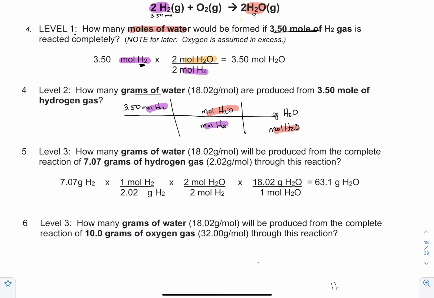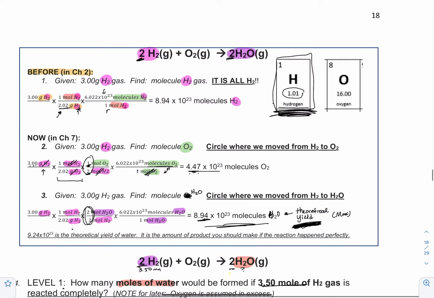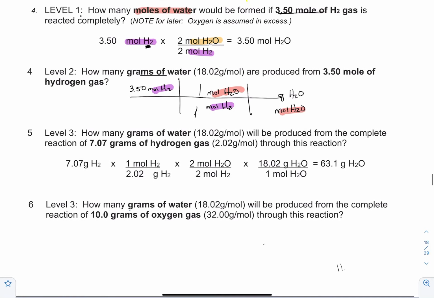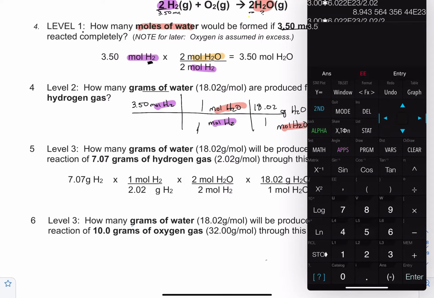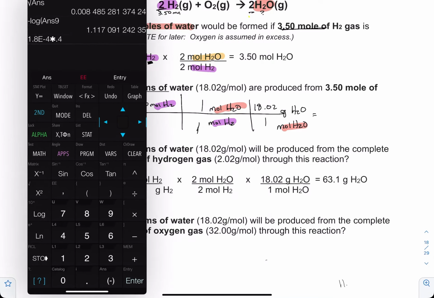This comes from the front numbers. So I have a 2 and a 2, so I could do 2 to 2, or I could do 1 to 1. And then at the periodic chart, if I add together 2 hydrogens, so 2 of those, 2.02, and an oxygen of 16, you're going to get 18.02 in 1 mole. So we'll do 3.5 times 18.02. So it's 63.07.